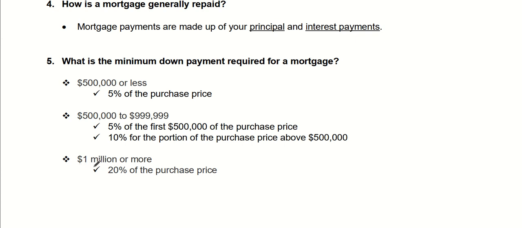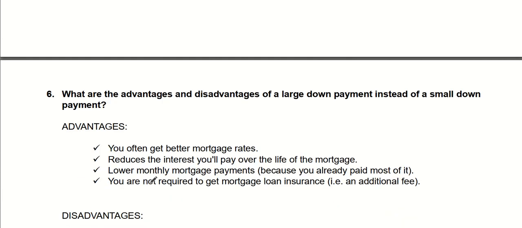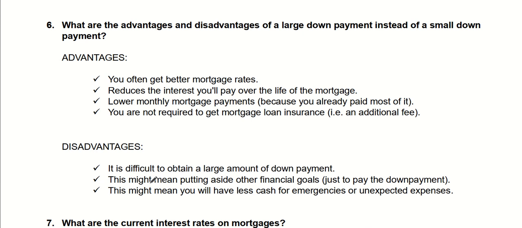And obviously, if the property you're purchasing is over a million, well, it's basically 20% of the purchasing price. So that's quite a bit of a down payment. I guess in these cases, the banks want to make sure that they're getting their money back. So, what are the advantages and disadvantages of a large down payment instead of a small down payment?